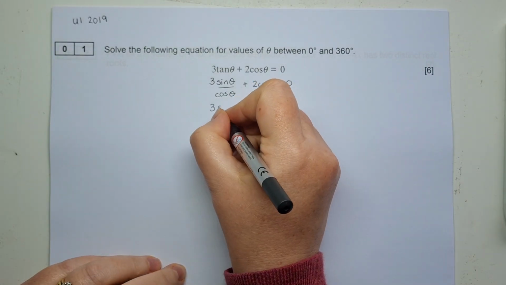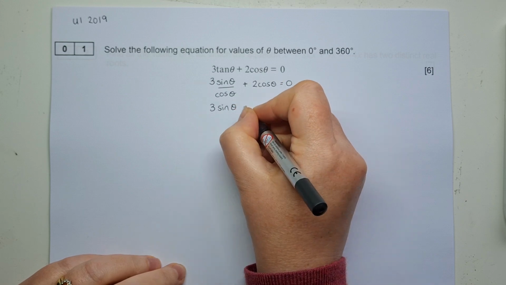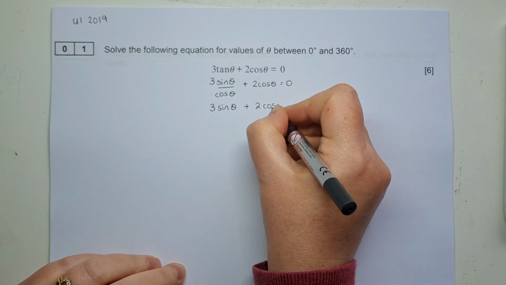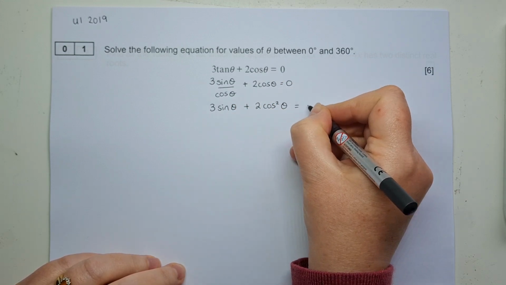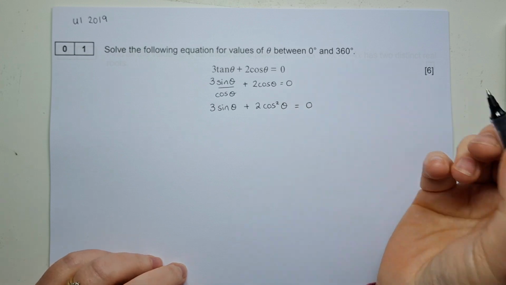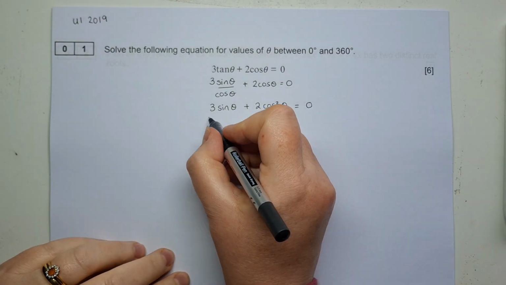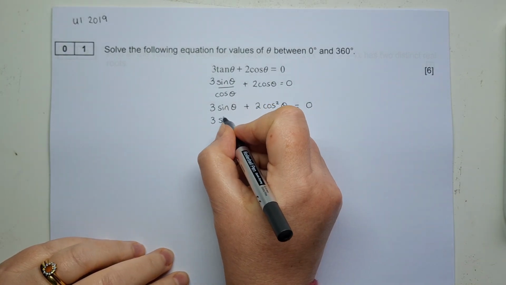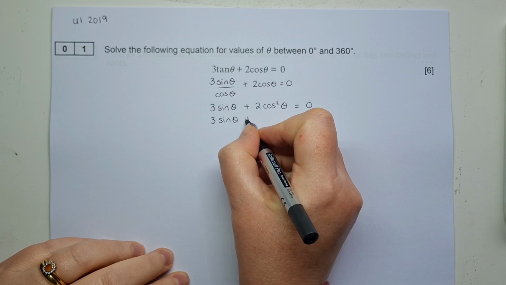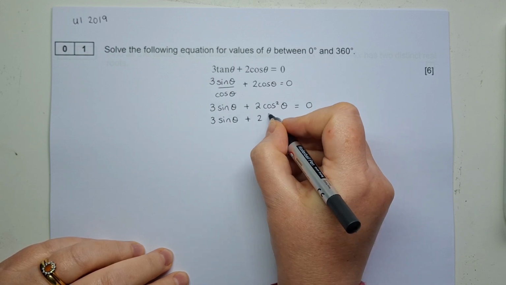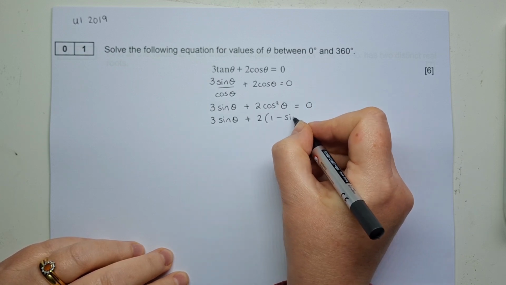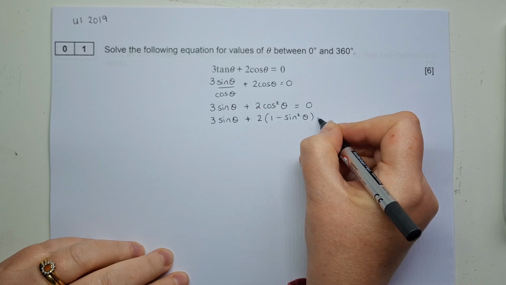So we can say that 3 sine theta plus 2 cos squared theta is still equal to 0, because 0 times cos theta would be 0. Now we've got rid of the fractions, but we've got a sine theta and a cos squared theta. So the next step is to turn the squared term, and we can replace cos squared with 1 minus sine squared. You need to make sure you know your trig identities.